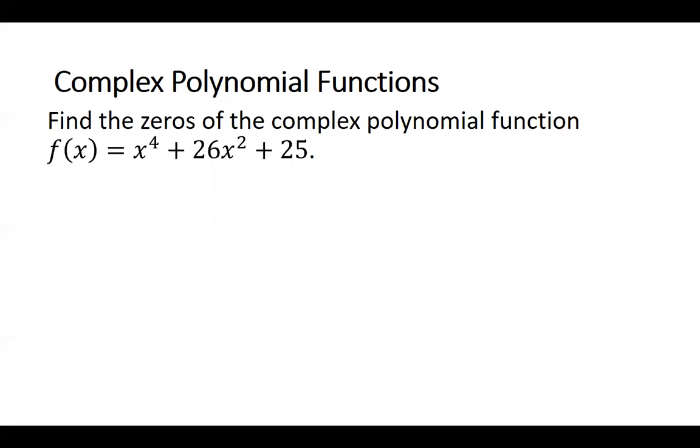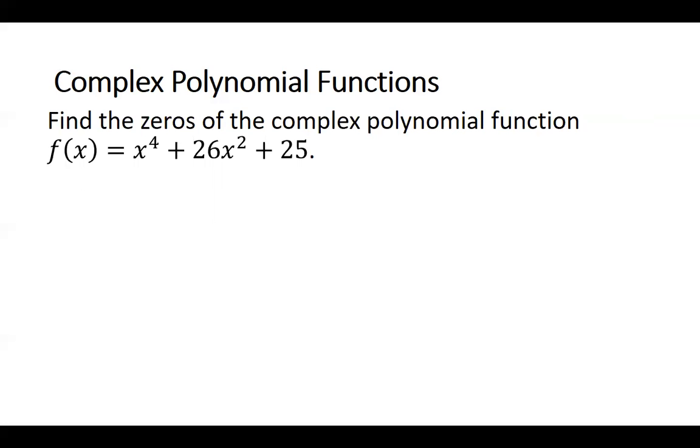Let's find the zeros of the complex polynomial function. So now we're going to go the opposite direction. f of x is equal to x to the 4th plus 26x squared plus 25. Oh, gee, Mr. Davis, this doesn't look very pretty. We're talking about a 4th degree polynomial. It's not even odd, so we don't even know that there's going to be a real zero to it. But I do notice that it's going down incrementally: x to the 4th, x squared, x to the 0.